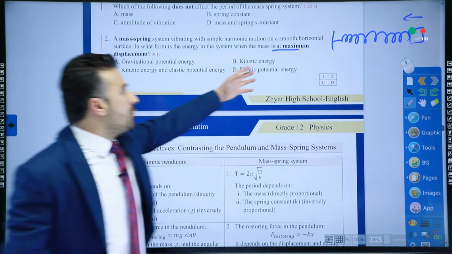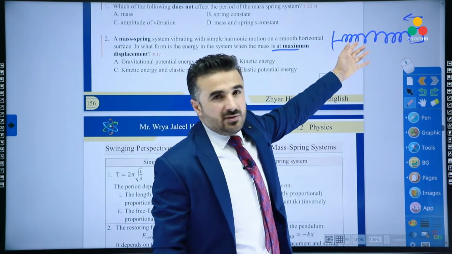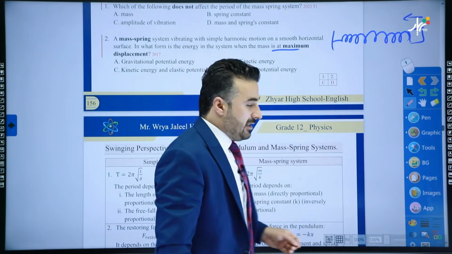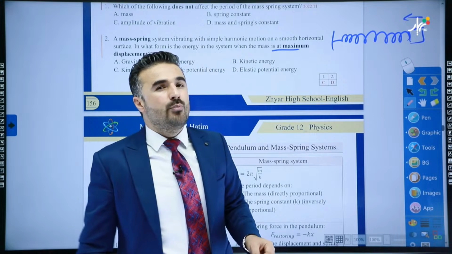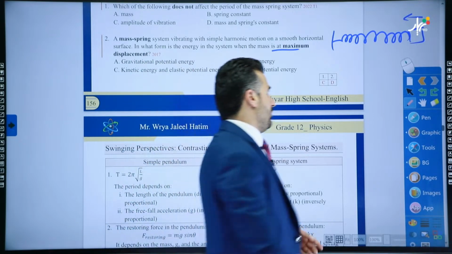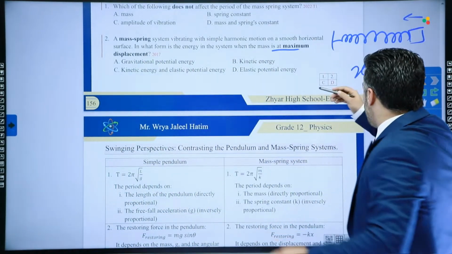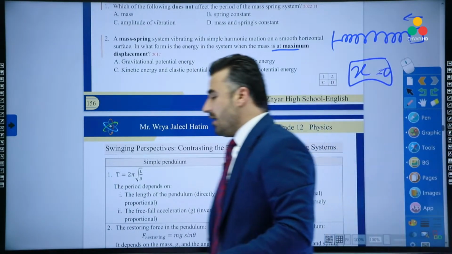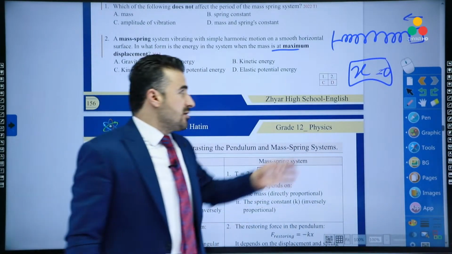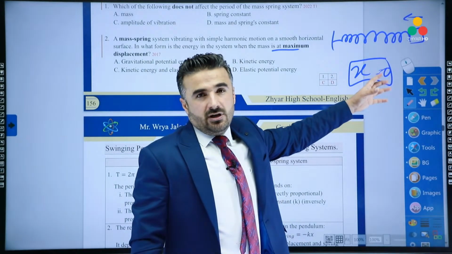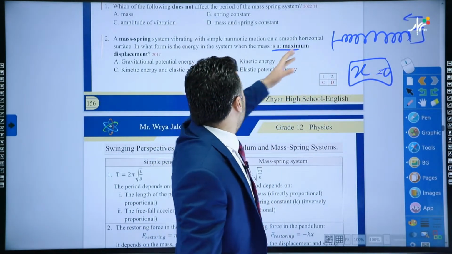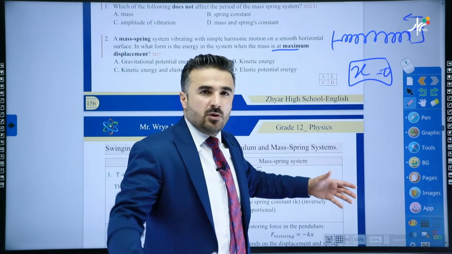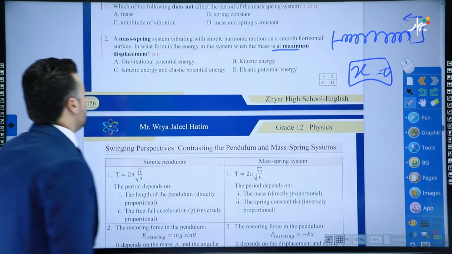What if the question was about minimum displacement? In this case there would be no elastic potential energy, because minimum displacement, in other words, is going to be zero displacement. The spring is not stretched, so there won't be any elastic potential energy. But what if it was maximum displacement when it is compressed, maximum compression? That would also be elastic potential energy.